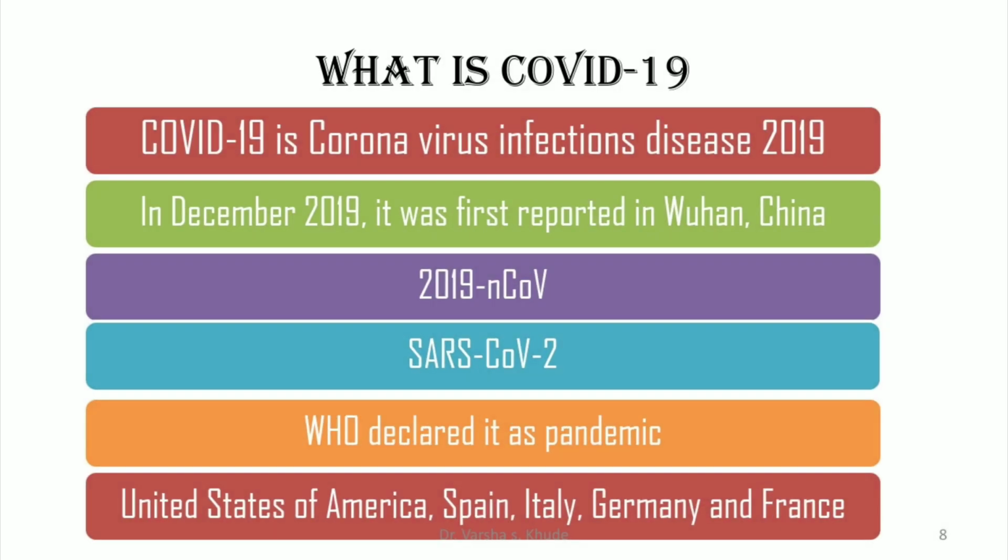What is COVID-19? COVID-19 is coronavirus infectious disease 2019, which has spread throughout the world. Therefore, WHO declared it a pandemic disease. In December 2019, it was first reported in Wuhan, China. WHO gave this disease the name novel coronavirus 2019, and later on it was named SARS coronavirus 2 by the International Committee on Taxonomy of Viruses.